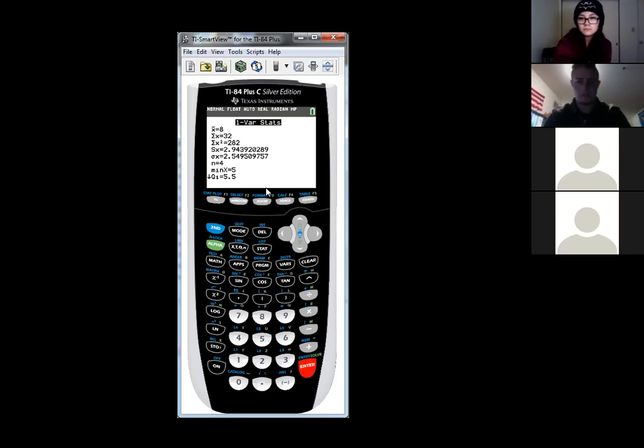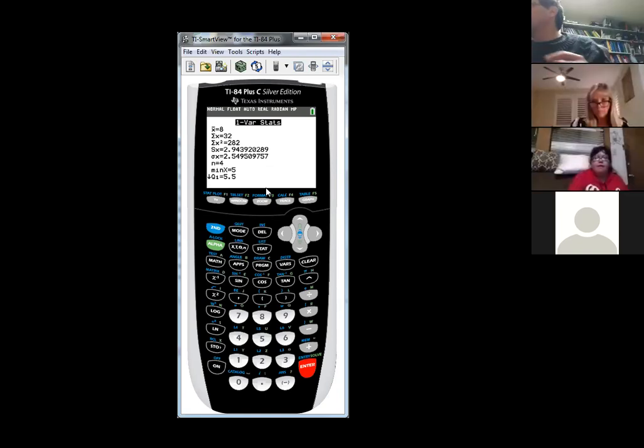Yeah, so this gives you all the data. Remember, you can't use your calculator for the project, you have to use Canvas, which is even easier. Just type in the numbers, it shows it to you. Any other questions?